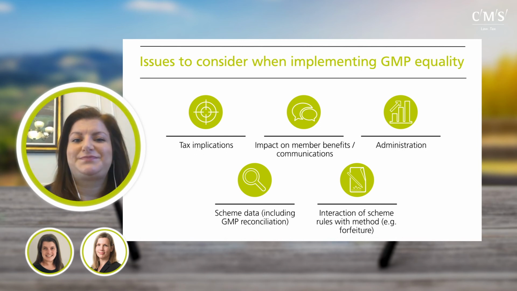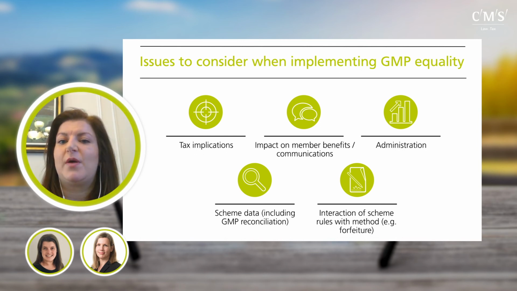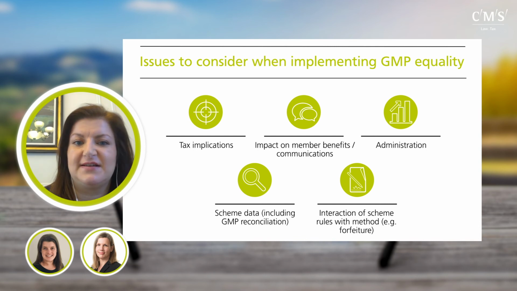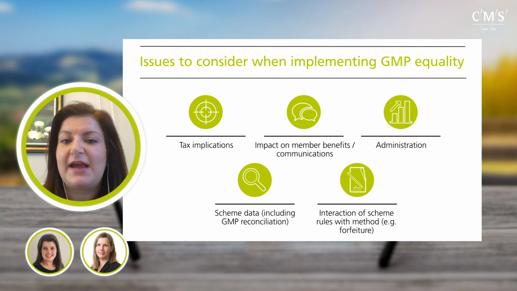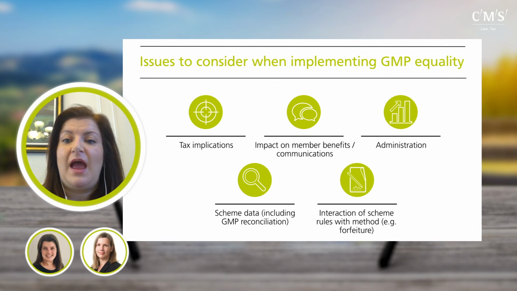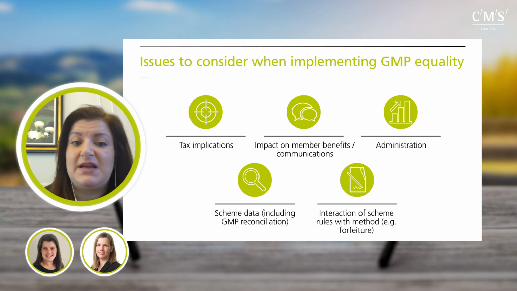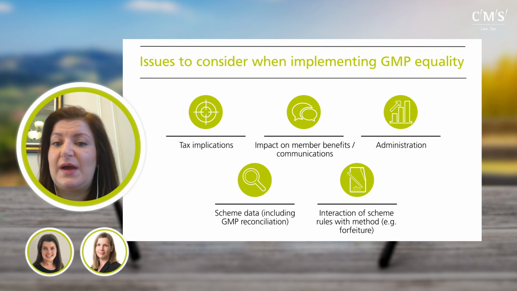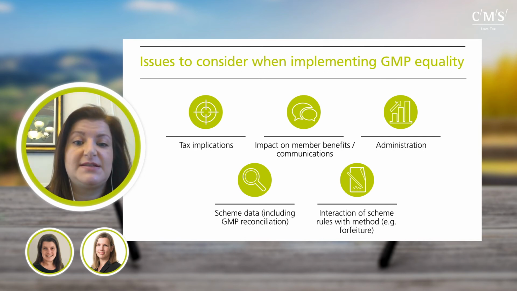Thank you, Claire. In addition to choosing the appropriate methodology for equalising GMPs, there are a host of technical issues to consider as part of your equalisation exercise. These include clarification of the tax implications of any GMP equalisation adjustments or top-ups, as there may be issues in respect of the lifetime allowance and annual allowance. How you deal with so-called nil liability members, for example, members who have died or commuted their benefits.